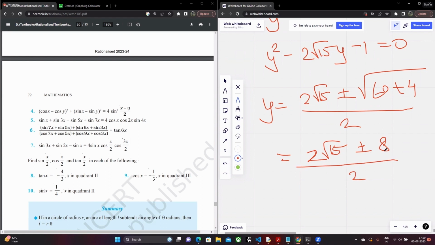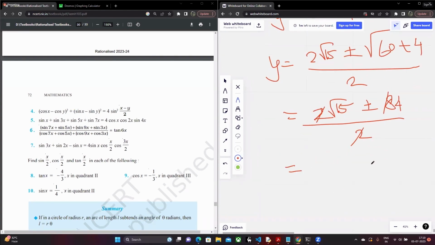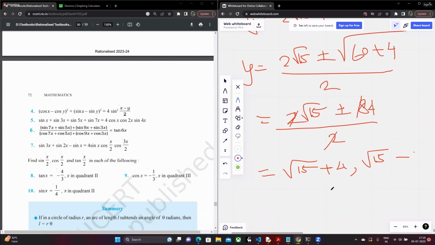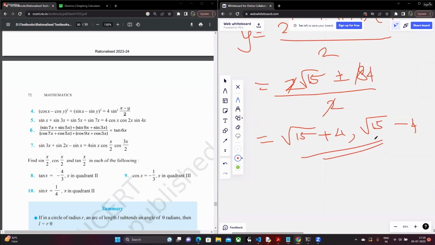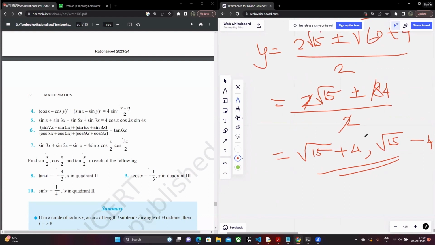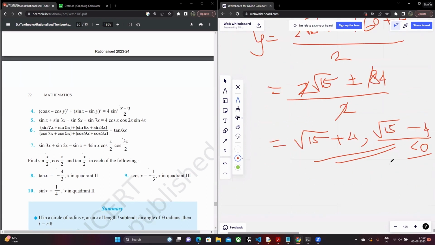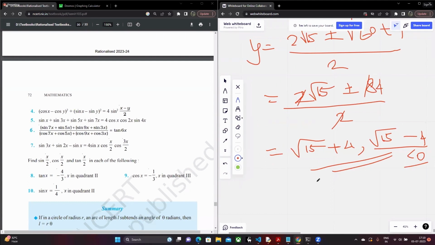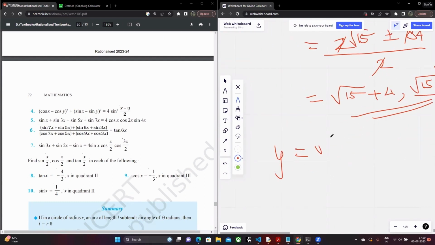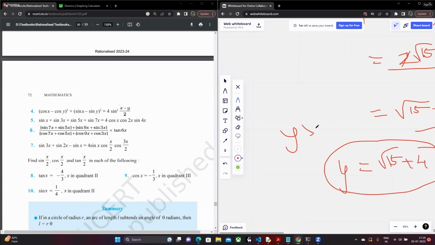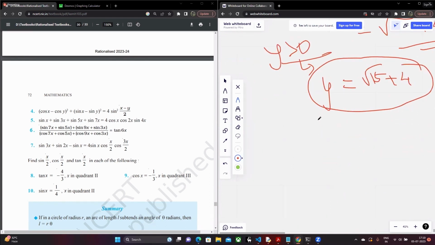And you can basically cut this off. This is root 15 plus 4 or root 15 minus 4. Notice that root 15 is less than root 16, that is 4. Since square root is monotonically increasing, root 16 is greater than root 15. Therefore, this is a negative number. Since y is positive, this cannot be the value of y. Therefore, y is equal to root 15 plus 4. This is because y is greater than 0.